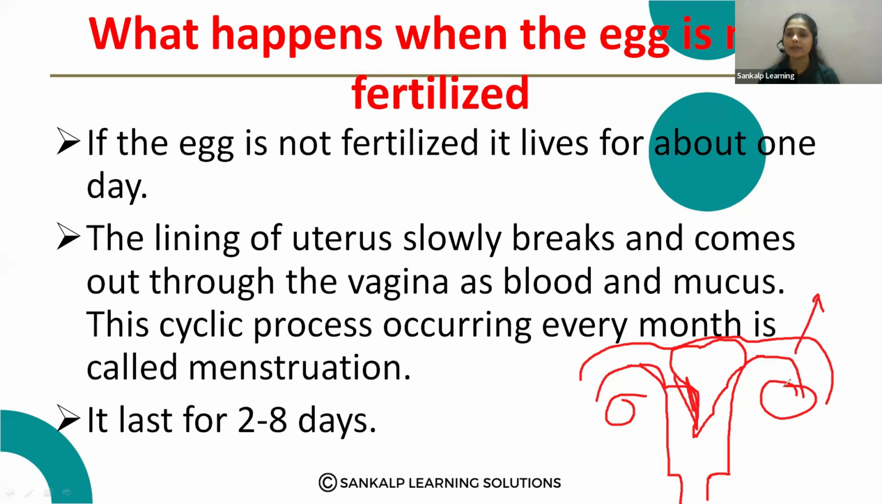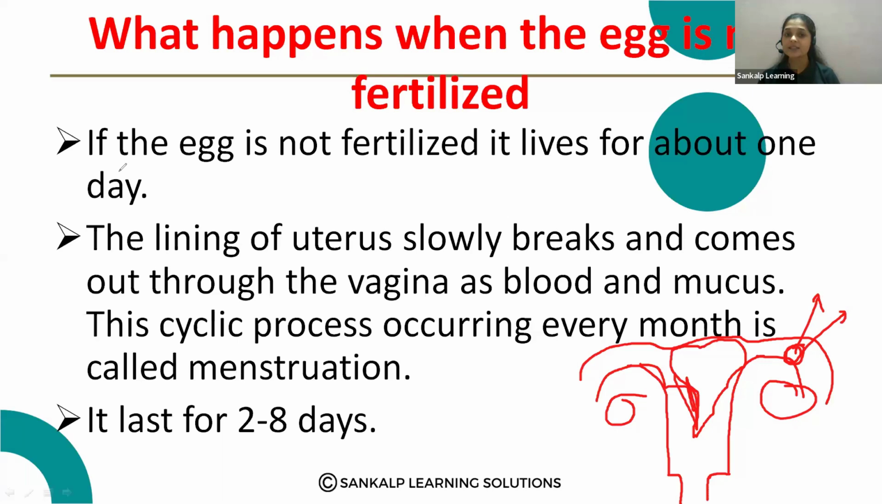So you know that every month one ovary produces an egg, right? So every egg will not fuse with the sperm, so that is not possible, right? So if the egg is not fertilized, then what happens? What happens when the egg is not fertilized, right? So that is the question.